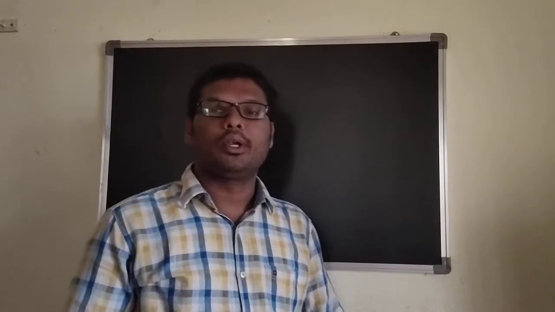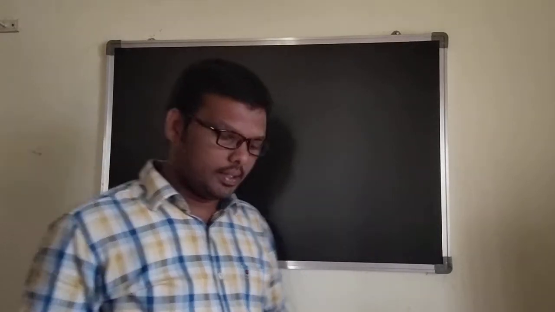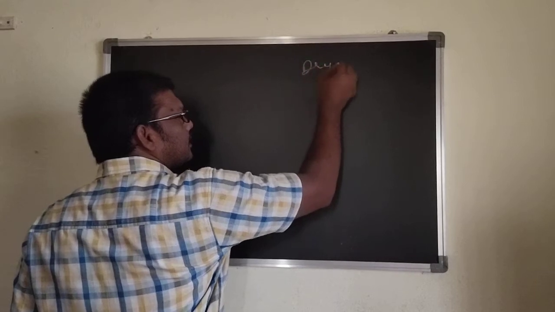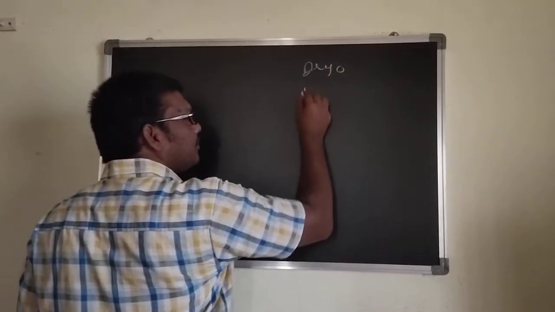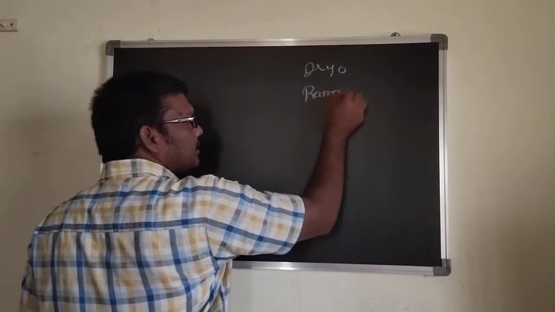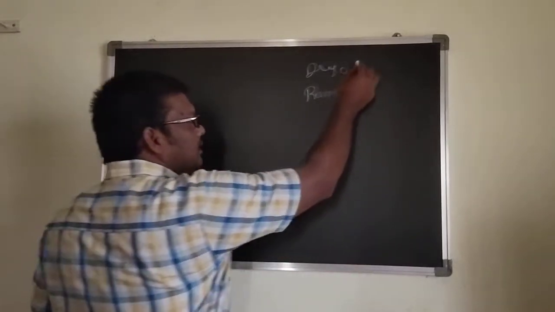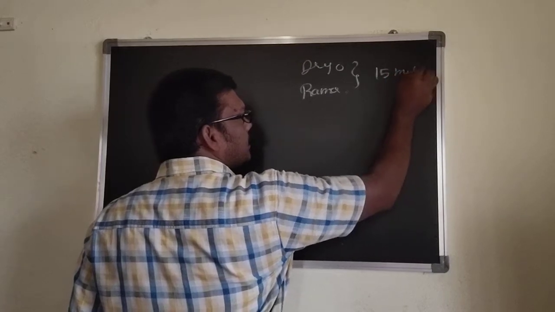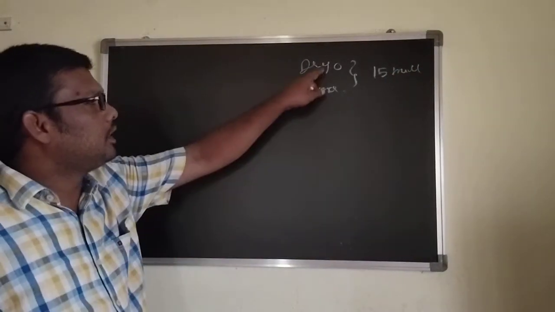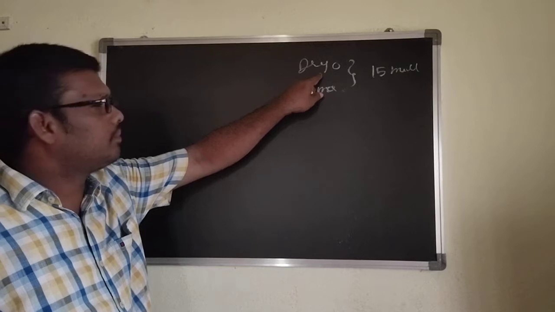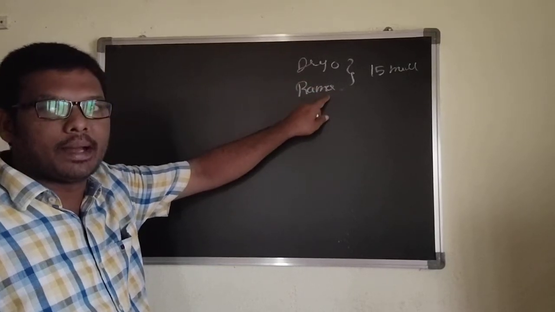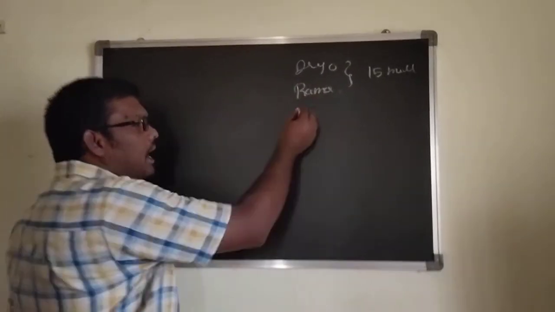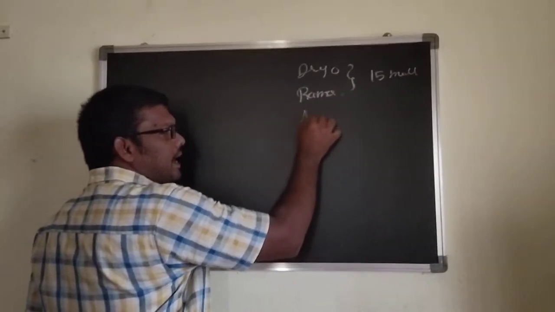Last class we discussed human evolution. In human evolution, the first one is what? Dryopithecus. After that, Ramapithecus. These evolved about 15 million years ago. Dryopithecus looks like an ape, and Ramapithecus looks like a monkey. Sorry, looks like a man. And after Ramapithecus, the next one is Australopithecus.